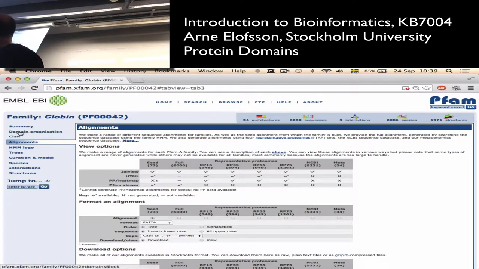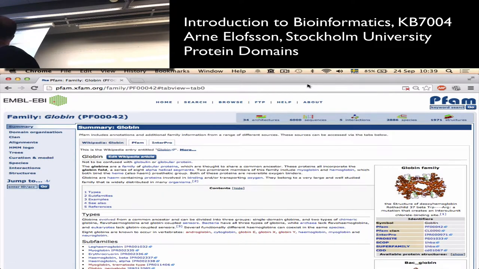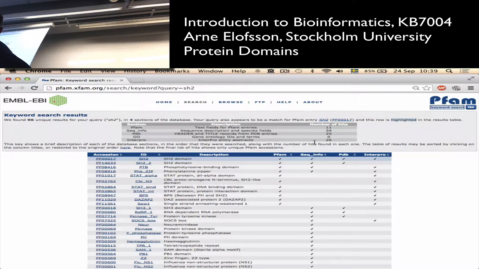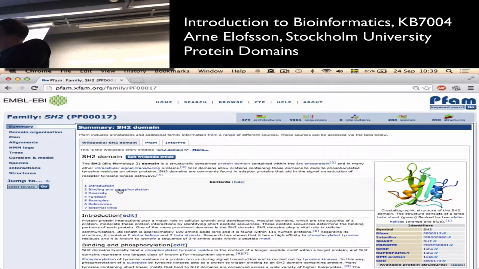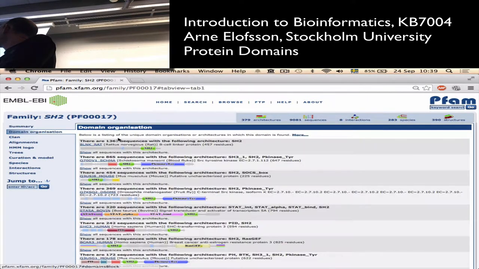But let's have a look at another domain family. Search for one that is very, very common, SH2. So I have an SH2 domain here, PFAM 00017, so also an early one. And if you look at the domain organization, this is the structure of it, it looks like that, a sheet and two helices.